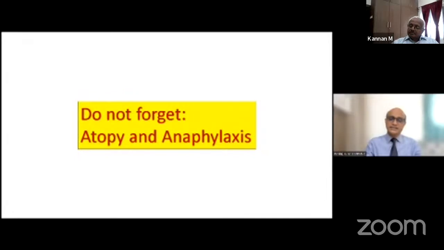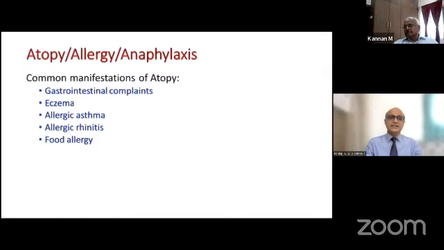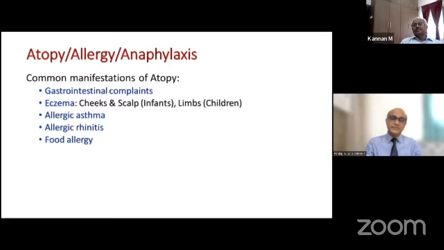But do not forget atopy and anaphylaxis, which means that these respiratory symptoms can also be a part of an allergic process. Hence, when you have to get a history or look for atopy or allergic conditions, you will have to look into specific complaints. The GIT complaints are generally associated with atopy, eczema, allergic asthma, allergic rhinitis, and do not forget food allergy. When you look for eczema during your examination, remember those eczematous spots or areas can be found on cheeks and scalp in infants and on limbs in children above 1 year of age.